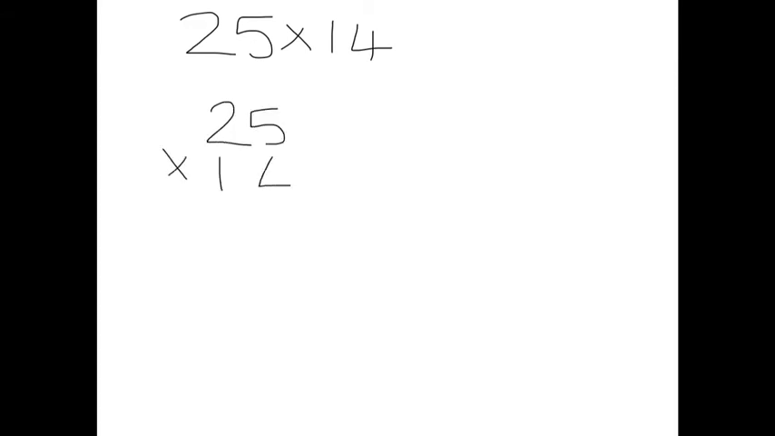Alright, let's try another one. Let's try 25 times 14. Okay, let's go. So we're going to set it up in our columns, hundreds, tens and units, just the same way as we did on the previous slide and when we did multiplying by a single digit. So we're going to go 25, and underneath it we're going to go 14.